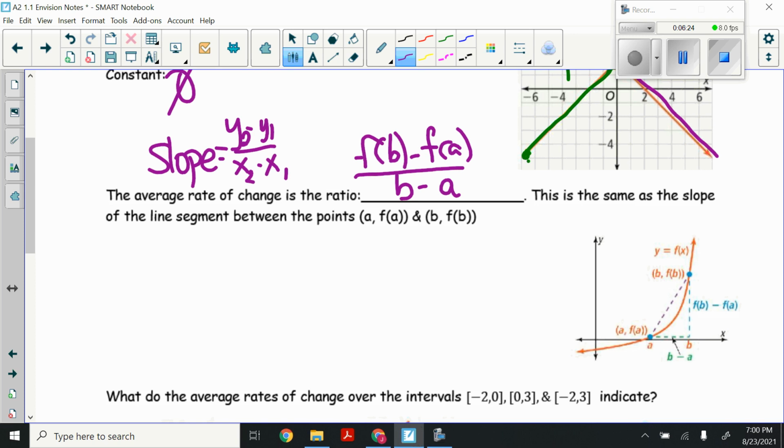This is the same as the slope of the line segment between points a comma f of a and b comma f of b. So instead of saying x comma y, we're saying a comma f of a. Instead of over here saying x2, y2, we have b, f of b. So f of a means the y value of the function when x is equal to a. If we look over here, this is the point a, f of a, this is the point b, f of b. We want the slope of that line. So we want to know how far did we go up and over.